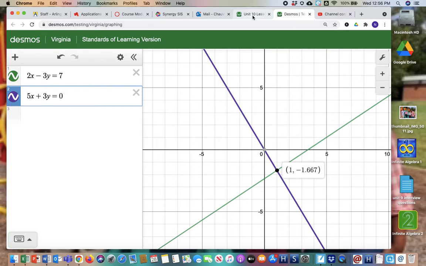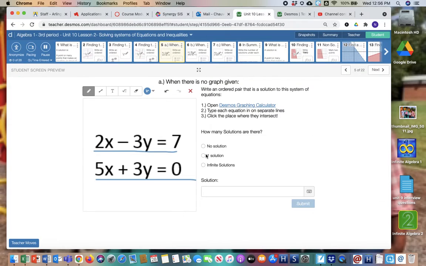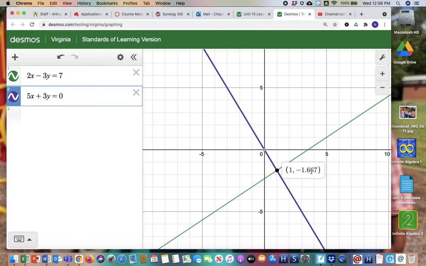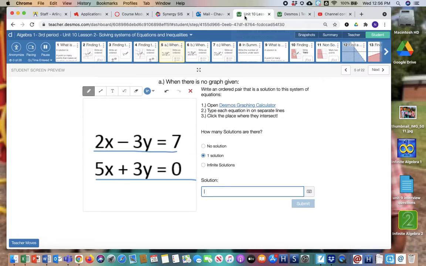So how many answers does it have? It has 1. Okay, so that's one solution. What is the solution? Well, we just found it. We click on where they intersect. 1, -1.667, right? So 1, -1.67, okay? All right, and that's what we're looking for when it's a system of equations, all right?